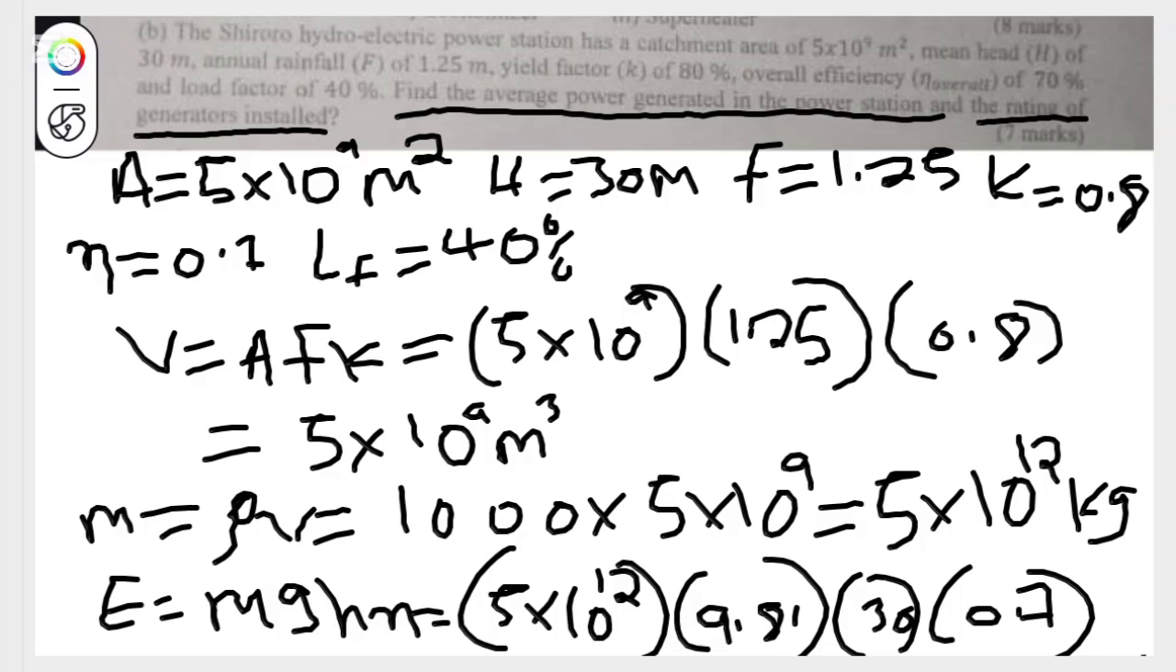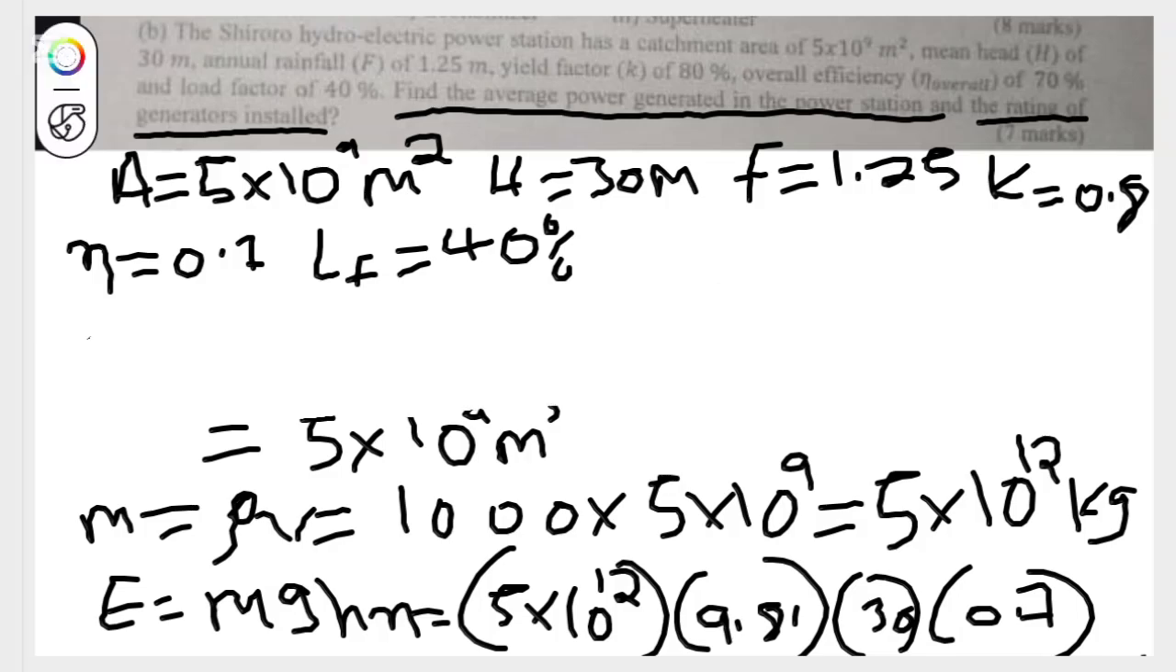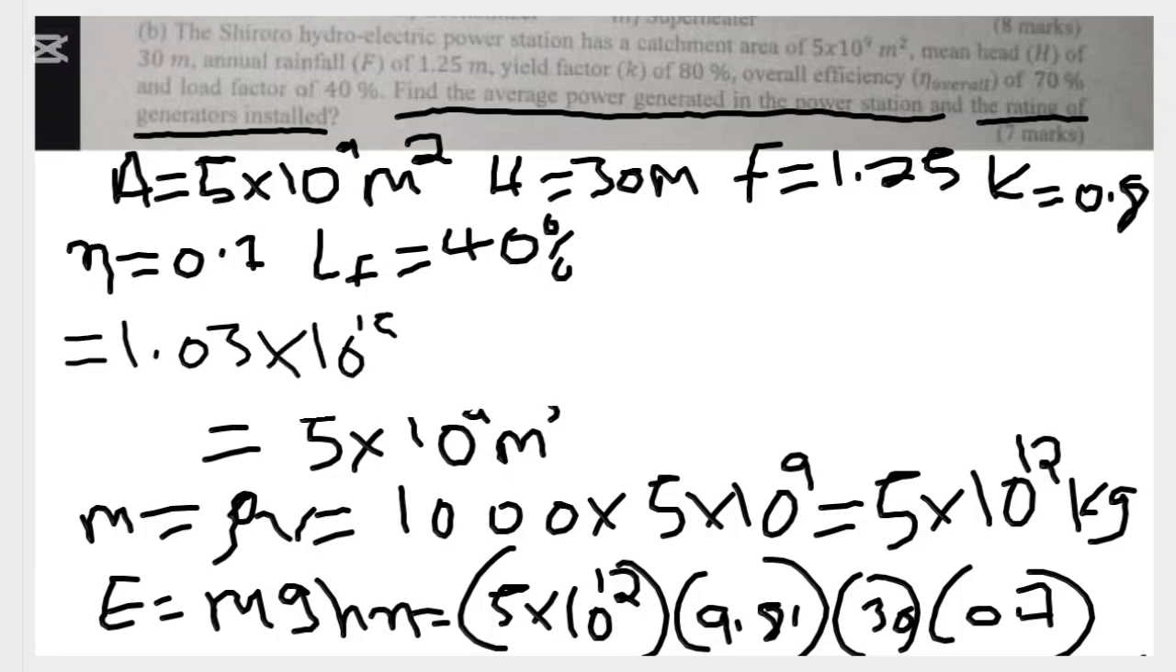So the energy available will now be equal to 1.03 times 10 raised to the power of 15 joules. The question asks us to find the average power generated in this power station.